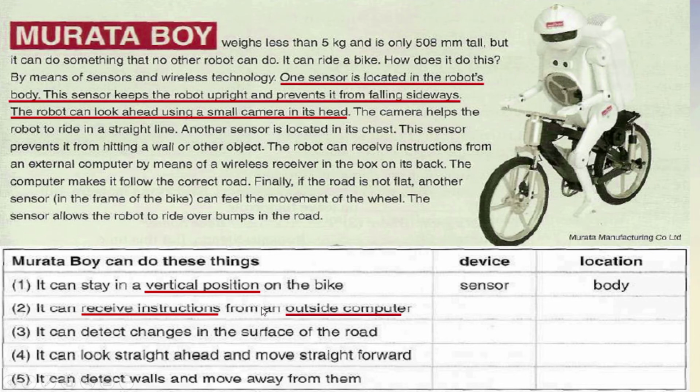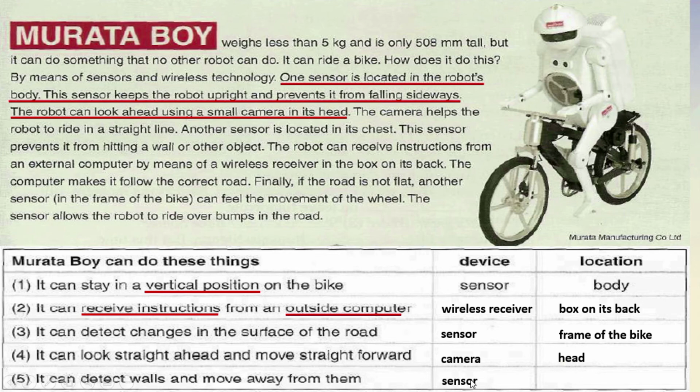So basically, we have everything here by means of, that is, using a wireless receiver. So our device is a wireless receiver, in the box on its back. So the location is the box on its back. Great. Now, following the same process, we will find this one is sensor, this one is frame of the bike, the next one is camera, and the location is head, and the last one is sensor, and the location is the chest.